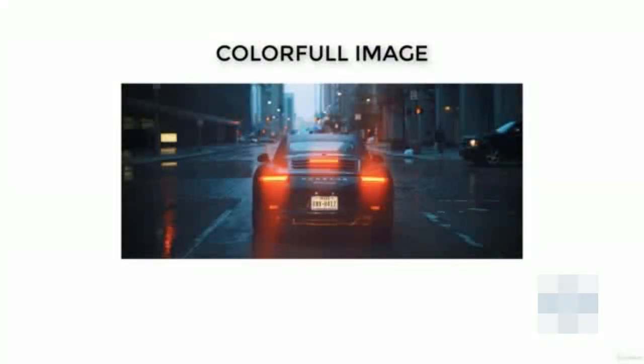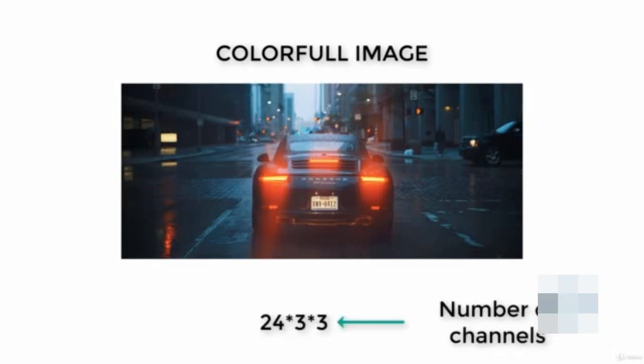In case we need to extract features from a colorful image, then we need to specify the number of channels equal to 3, because in a colorful image we have to extract features from the R, G and B components of the image. I hope now you understand why we have only one channel.